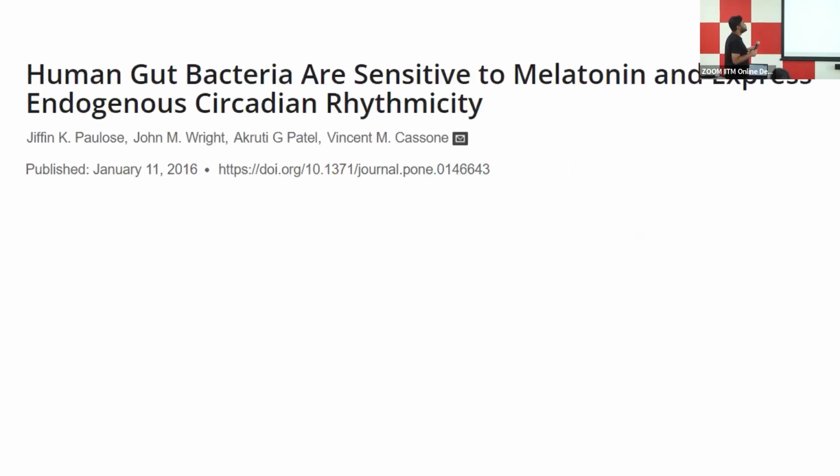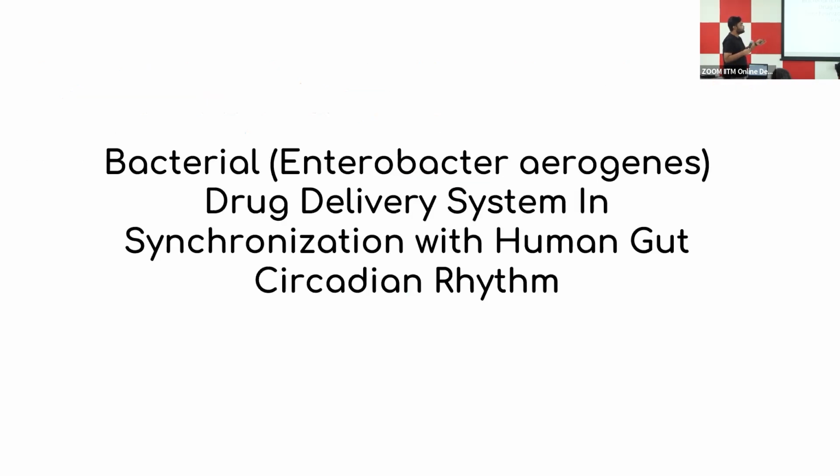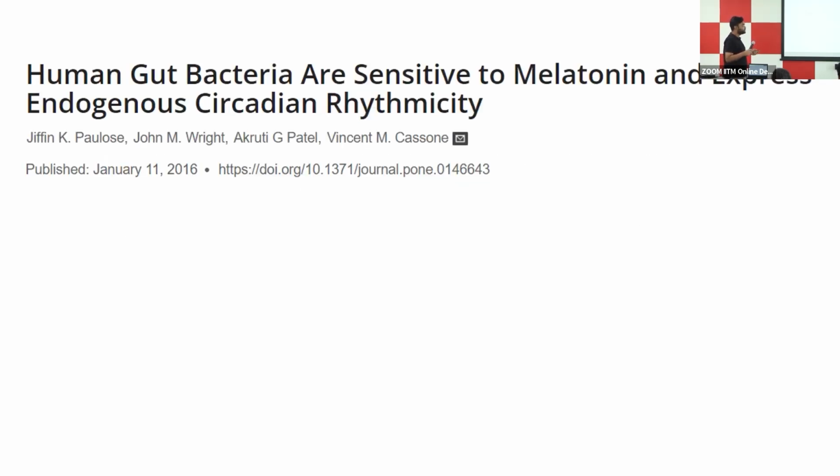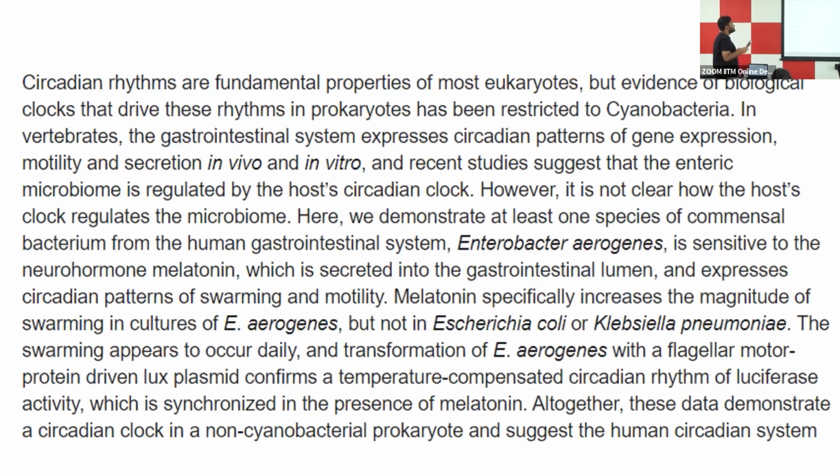So this is mostly based on the paper that is on the screen right now. Human gut bacteria are sensitive to melatonin and express endogenous circadian rhythmicity. So this paper basically shows how human gut bacteria, specifically this bacteria, Enterobacter aerogenes, can show some circadian rhythmicity. I will go into more details about this in the next slides. So circadian rhythms are fundamental properties of most eukaryotes, but there is not much evidence of this occurring in most bacterial cells.